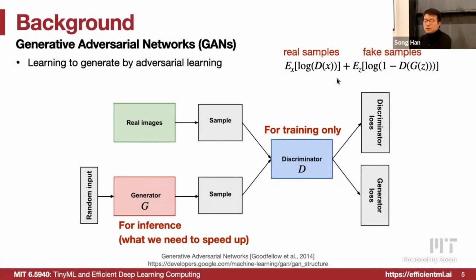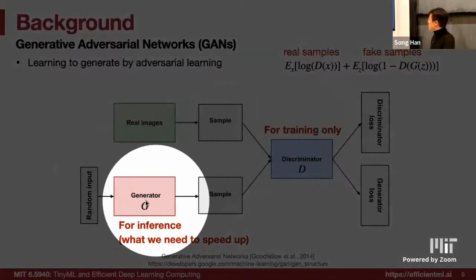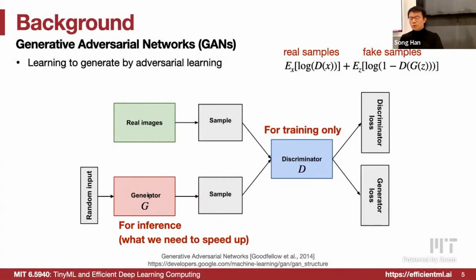To accelerate the inference, which should we improve the efficiency of? Should we compress the generator or should we compress the discriminator? So at generation time, only the generator will be used, right? The discriminator will not be used at inference time. So the focus of compression will be the generator part. Okay, this is what we need to speed up.